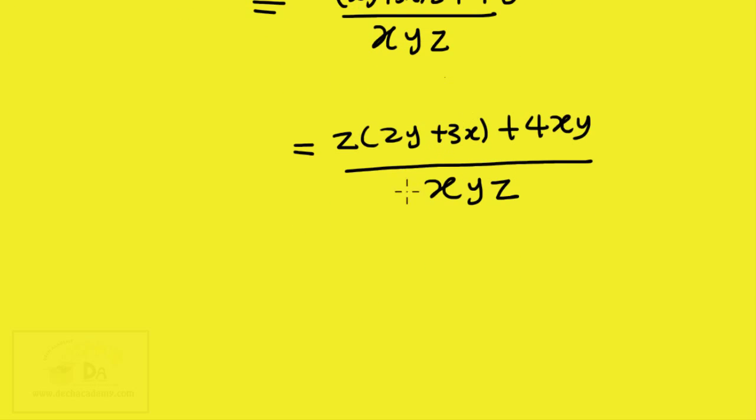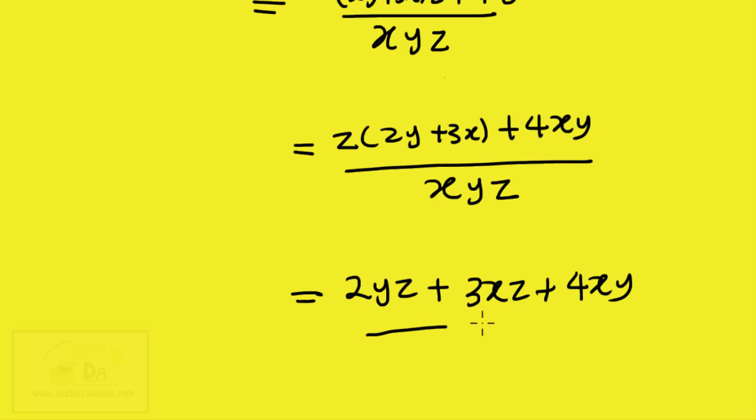We can expand this expression to give z times 2y, which is 2zy or 2yz, and noting a plus sign, z times this second term within the bracketed expression is z times 3x, which is 3xz, plus 4xy over xyz. And this is the result.